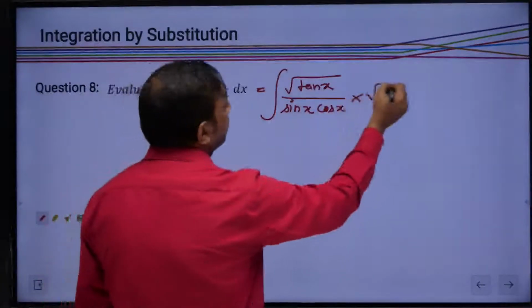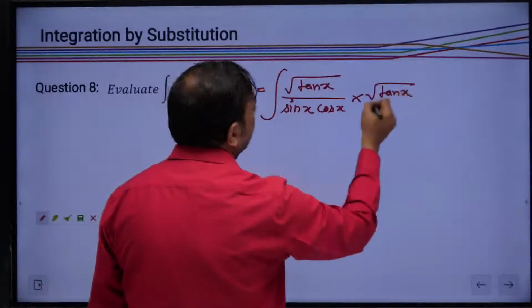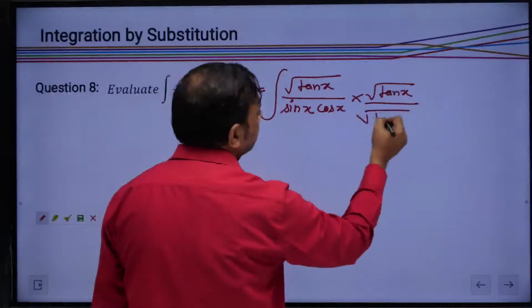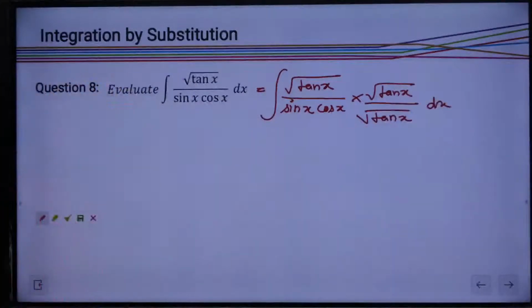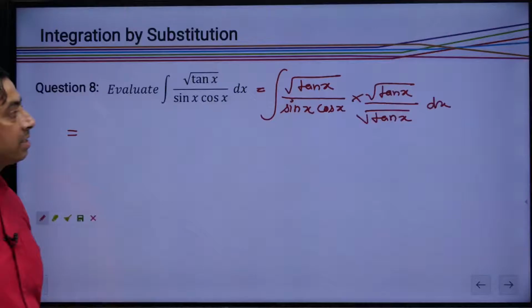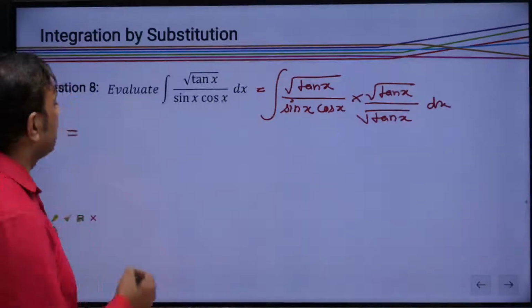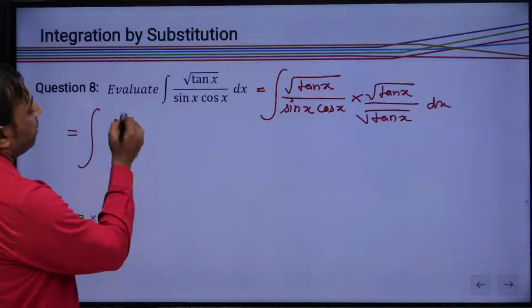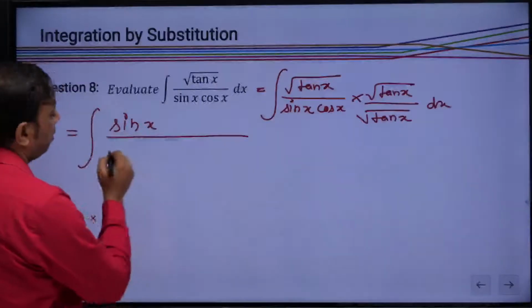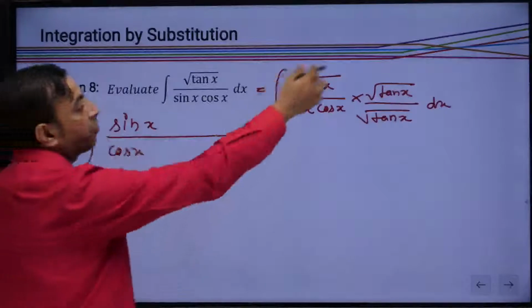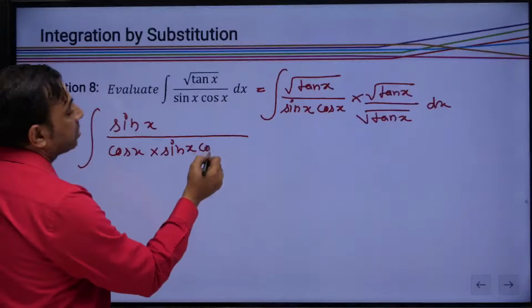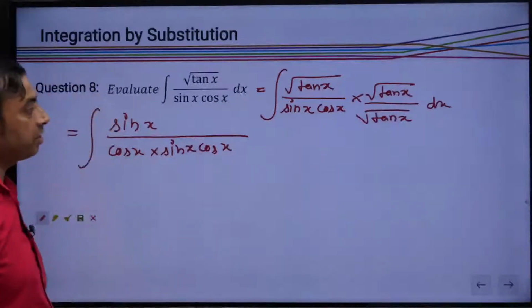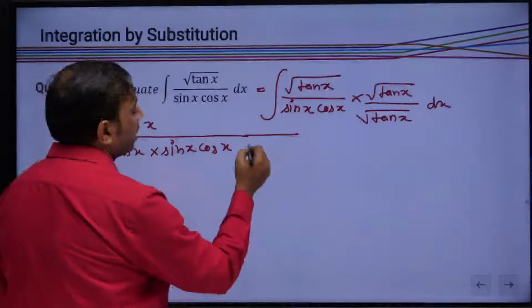Okay, and we are going to multiply with it root 10x upon root 10x. So we have just multiplied and divided by root 10x. In the numerator we have root 10x into root 10x, that becomes 10x, and that 10x can be written as sine upon cos. So we have sine x upon cos x, that is the multiplication of root 10x into root 10x. We have one more sine x cos x, that was already in the denominator, and we have a root 10x there.